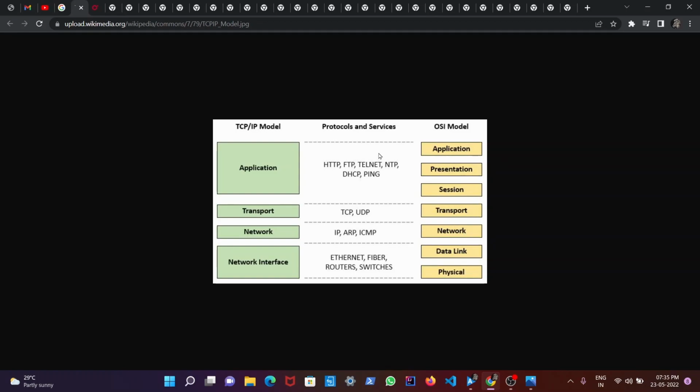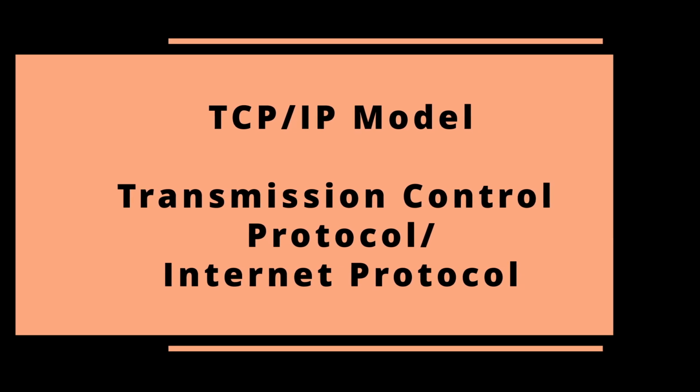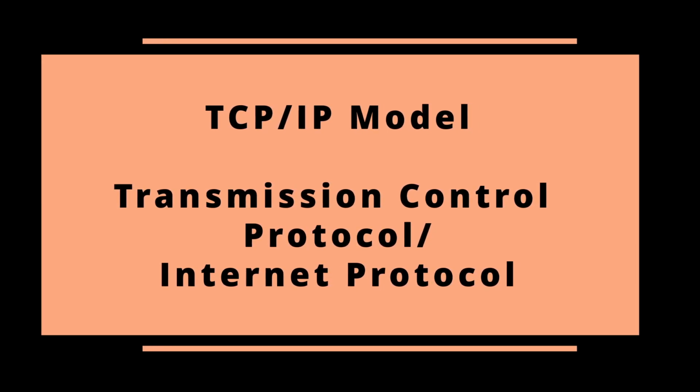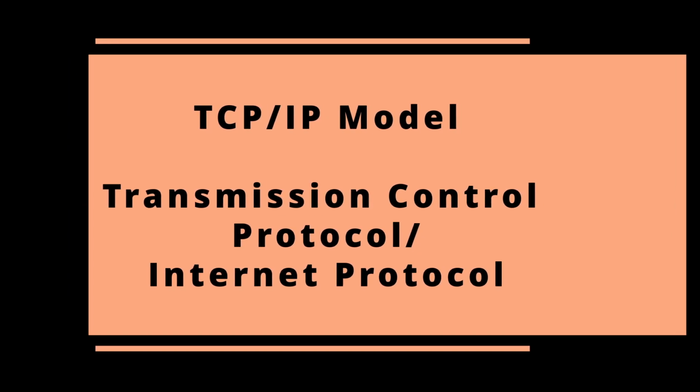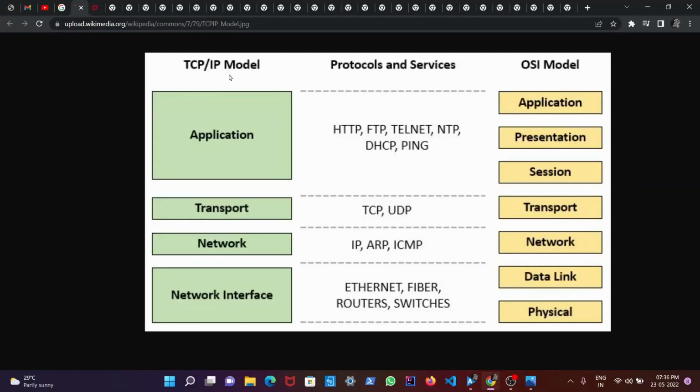In today's lecture, we are going to look at what the TCP/IP model is, that is Transmission Control Protocol or Internet Protocol. Why Internet Protocol? Because this protocol is actually being used by the internet. It was developed prior to the OSI model. That is the reason it is being used by the internet.